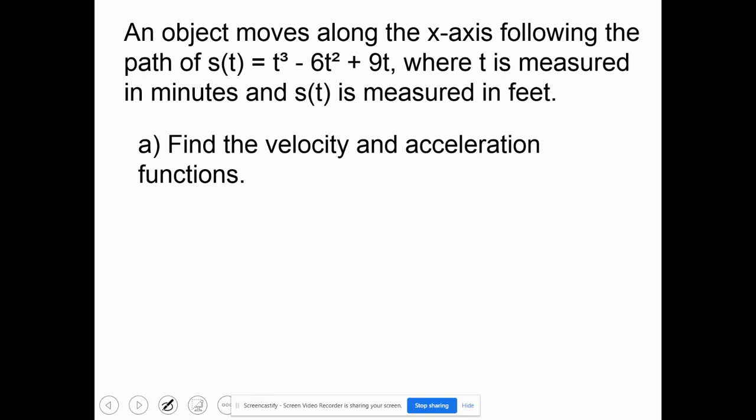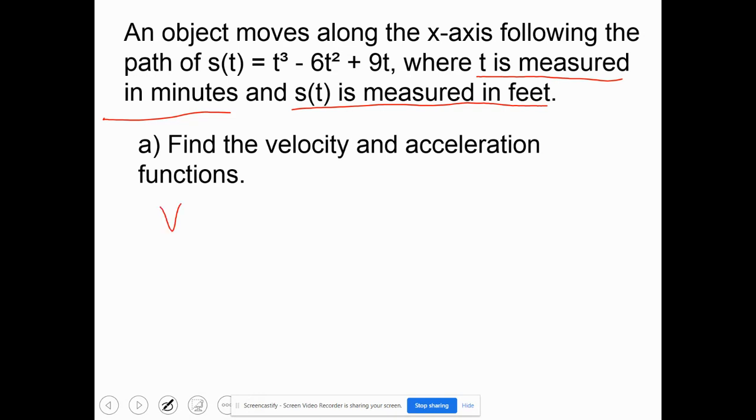Okay, so I want you to take a minute here, copy down the first part of this problem. We are told that t is measured in minutes, and we're told s of t is measured in feet. So the directions here are find the velocity and the acceleration functions.